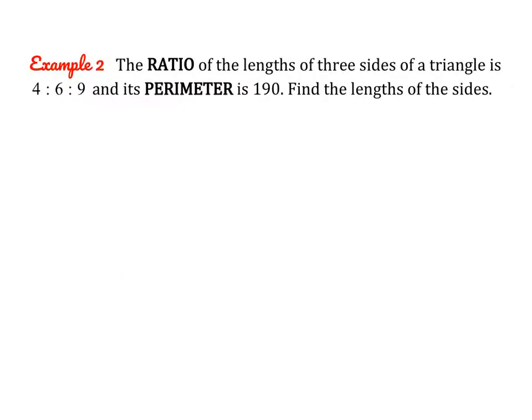Okay, here, this problem says the ratio of the lengths of 3 sides of a triangle is 4 to 6 to 9, and its perimeter is 190. Find the lengths of the sides. First, let's talk about what this word perimeter means. Perimeter is just the sum of all sides. So you essentially add up all of the sides of your figure, and that will be the perimeter.